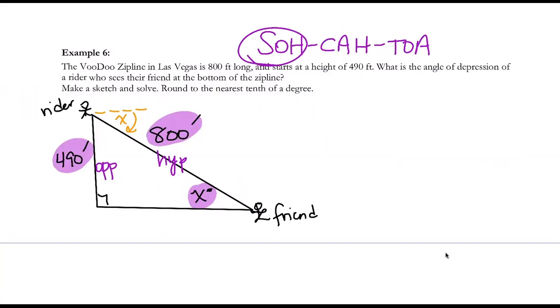So be careful, because you may be thinking that it's always tangent. It's not always tangent. So the sine of x degrees is equal to the opposite, 490, over the hypotenuse, which is 800. If you want to do something like divide out zeros, you could do that. You don't really have to, but you could do that.